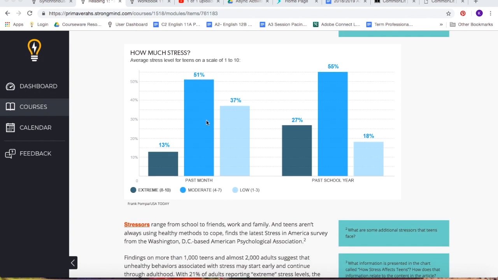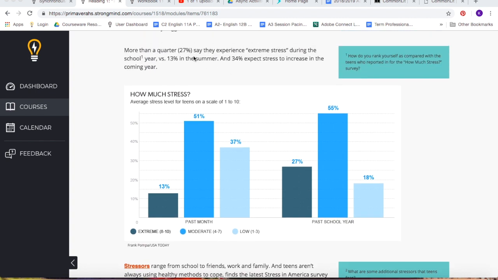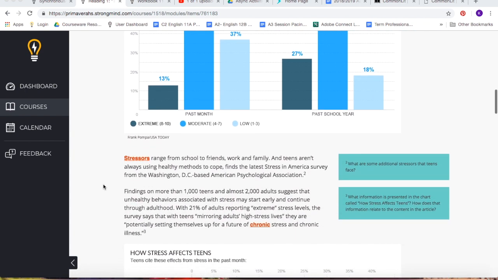Looks like a majority of students feel moderate stress, and that extreme stress is, at least in this past month, lower. Over here in the past school year, that extreme stress was higher, and that's that 27% that is listed here in this header.